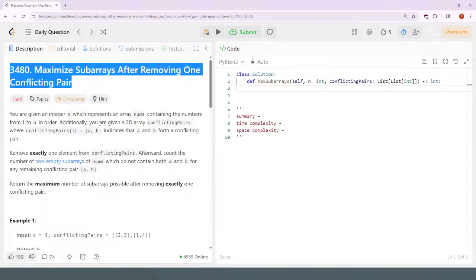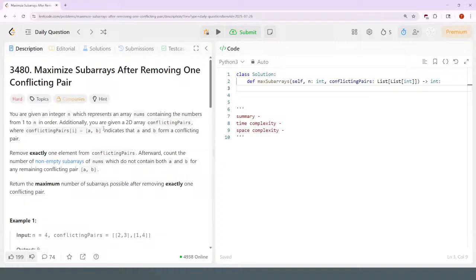Let's see what we got here. It's going to be maximize subarrays after removing one conflicting pair. It's going to be hard.